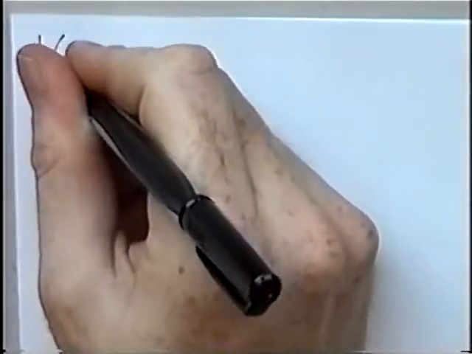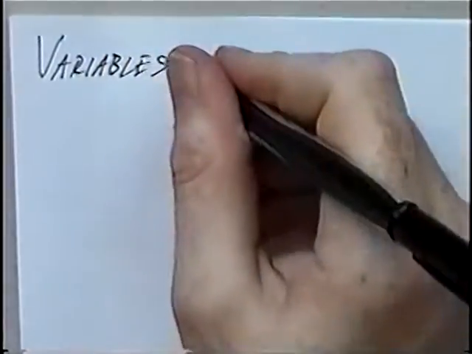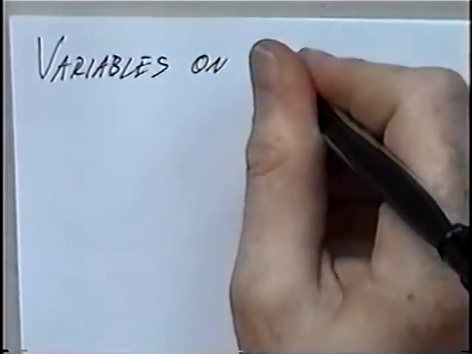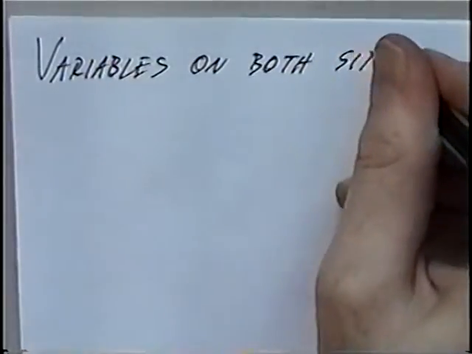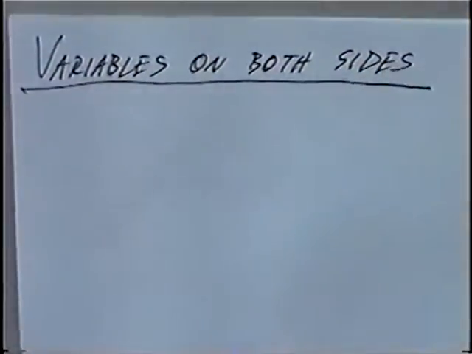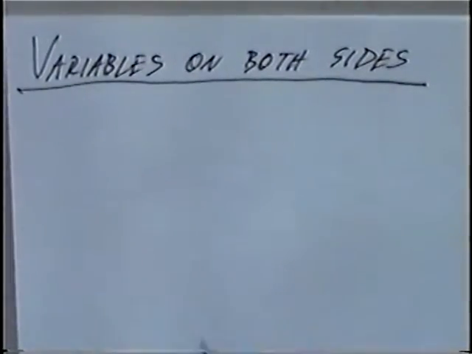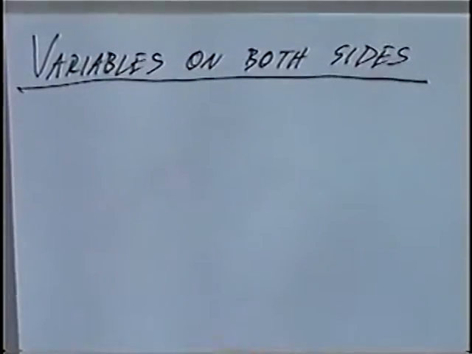For this section, the topic is variables on both sides. For this section, we'll still use absolute value equations. Solving these will have variables on both sides of the original equation.